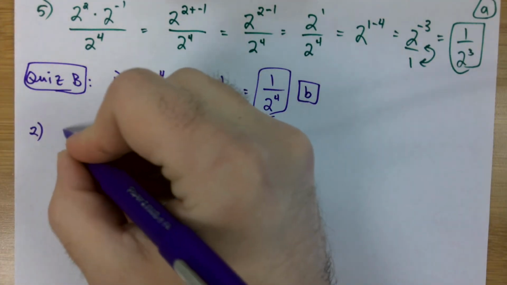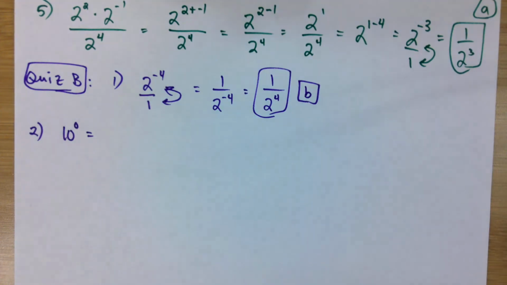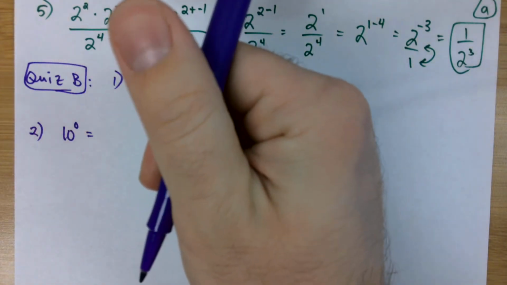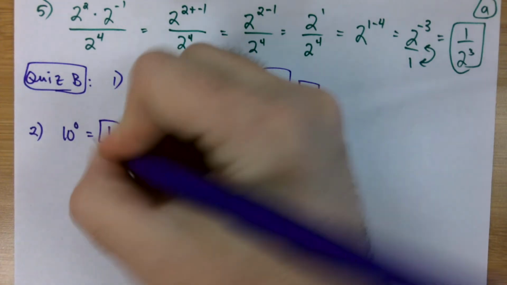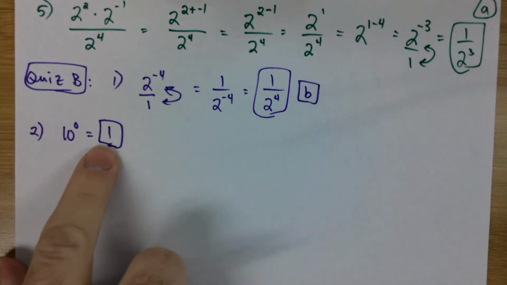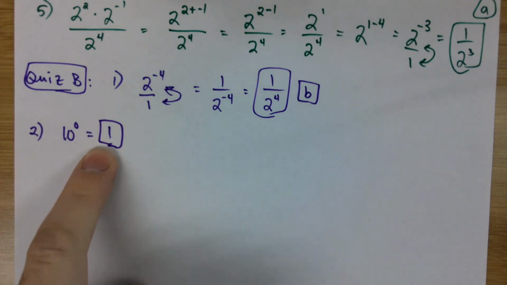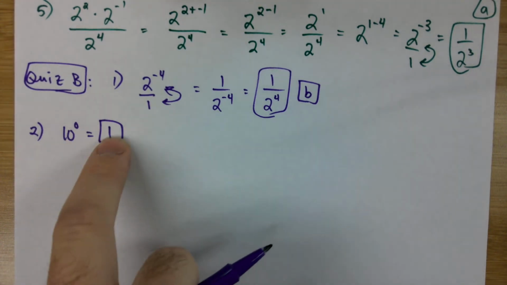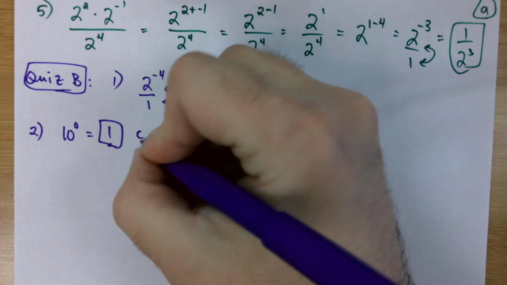Number 2, nice and simple, 10 to the 0th power. Anything to the 0th power is equal to what? 0. Close. 1, there we go, 1. It's easy to get confused on that. A lot of times you see that 0 exponent and you go, oh, this must equal 0. Super close, but it's just something you got to memorize. Anything to the 0th power is equal to 1, and that's option C.